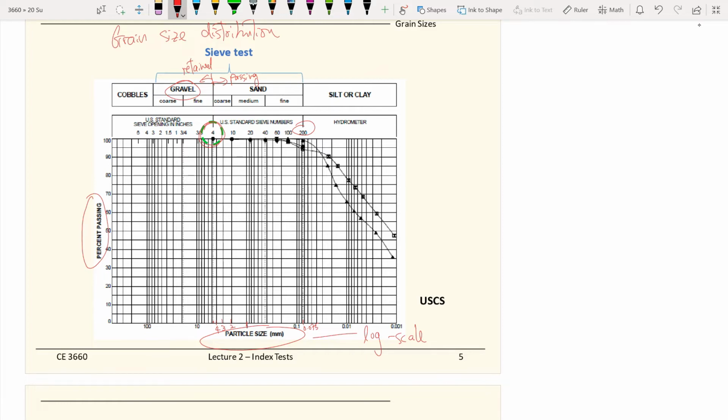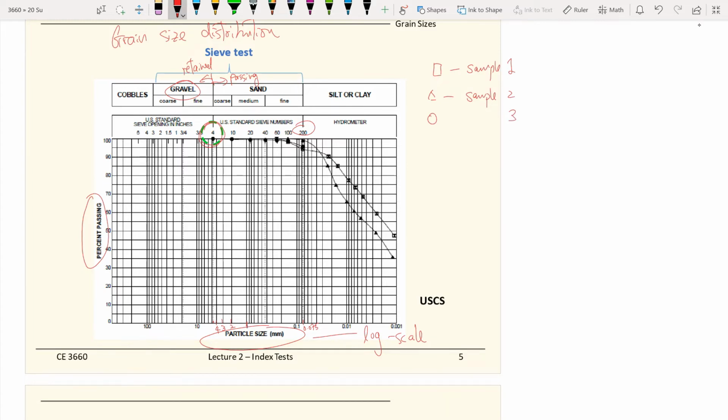For example, on this chart, we have 3 test results. We have 3 grain size curves. The squares represent sample number 1. The triangles represent sample number 2. And the circle is a bit hard to see, but there's another, sample number 3, right there.